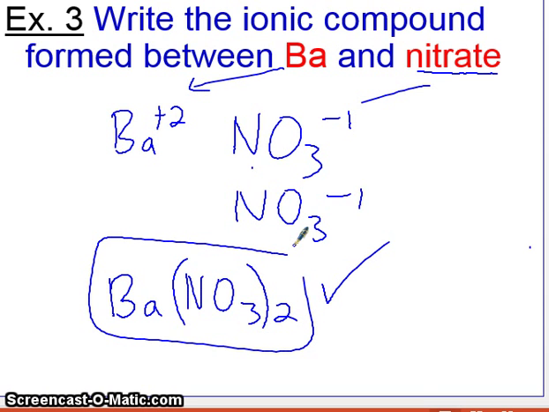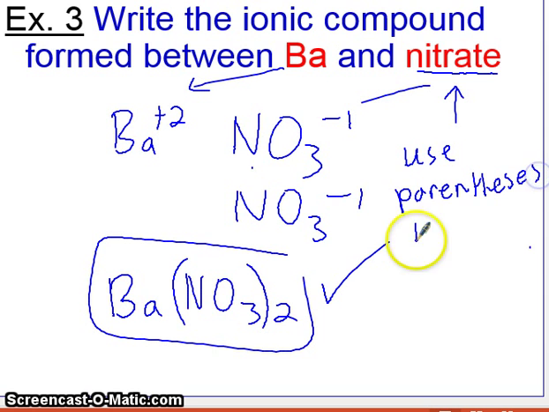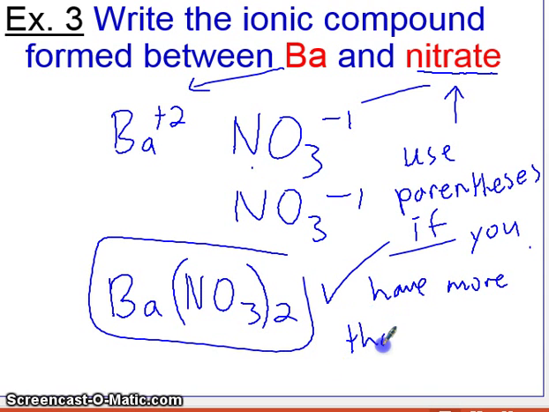So anytime you have a polyatomic ion, you'll use parentheses if you have more than one of them. That is when we'll use it. In fact, if you have only one, you do not need to use parentheses.